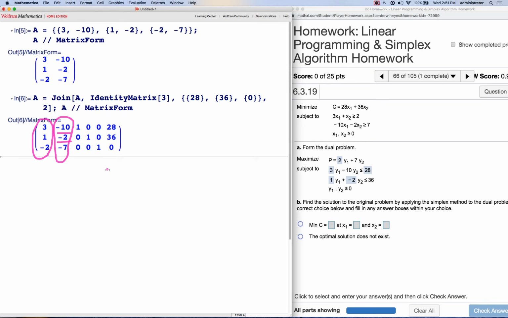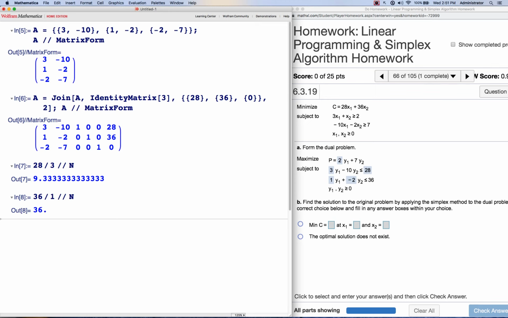All right, so let's find our ratios. 28 divided by 3 is 9.333, and 36 divided by 1, of course, is 36. Which one is smaller, 9.333 or 36? So this is the smaller ratio, which means we're going to have to pivot right over there. All right, so let's start pivoting.